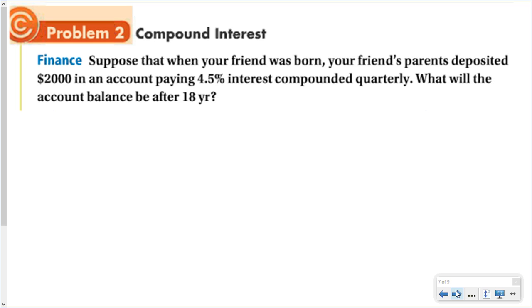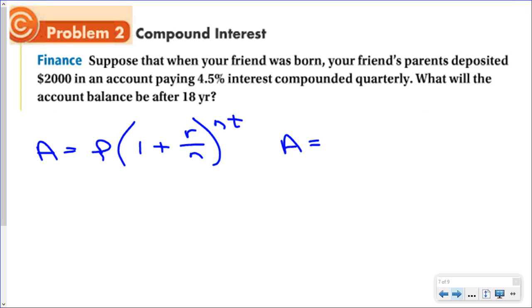Okay, so what we're doing is we're looking for the amount or the final answer. And with this problem, we have principal, parentheses 1 plus R over N, all raised to the NT power, and we'll just fill in like crazy. When you're looking for principal, you're looking for a starting amount. The principal in this one is $2,000. R is your rate. It's always a percent. The percent I see on the board right now is 4.5%. That as a decimal is 0.045.